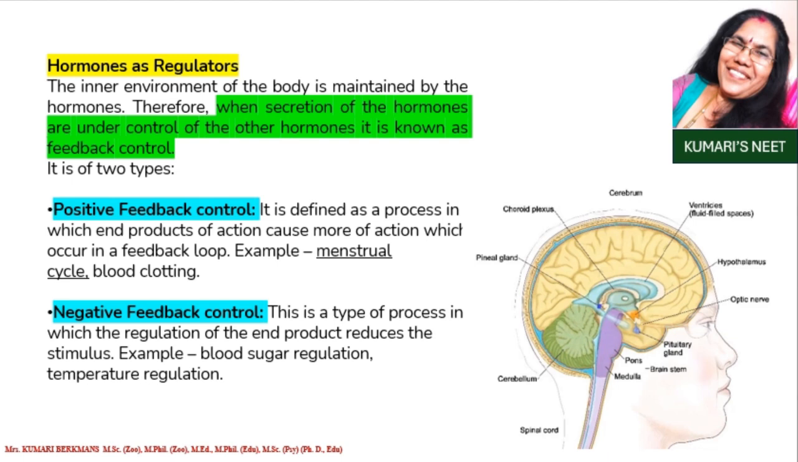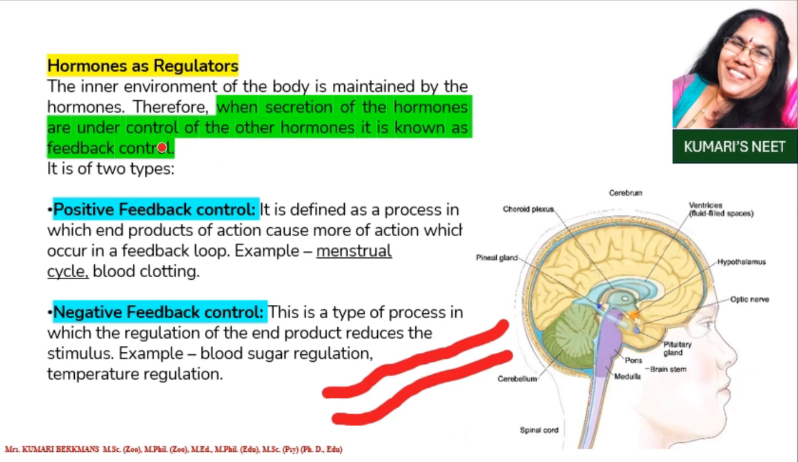What is positive feedback control? Positive feedback control is a process in which the end product of action causes more of the action, which occurs in a feedback loop. Examples are the menstrual cycle as well as blood clotting. Negative feedback control is a type of process in which the regulation of the end product reduces the stimulus. Examples are blood sugar regulation and temperature regulation.